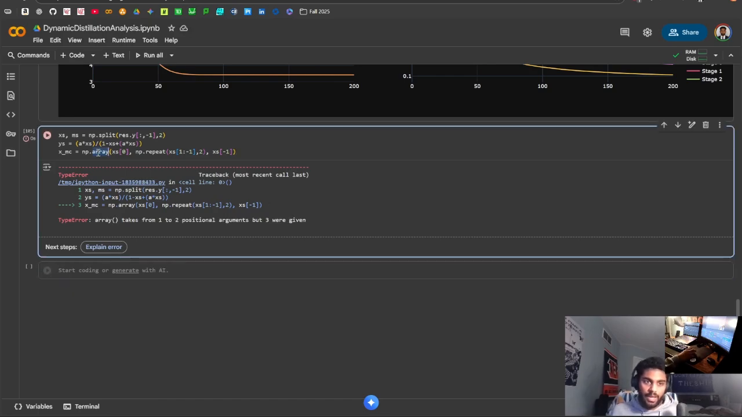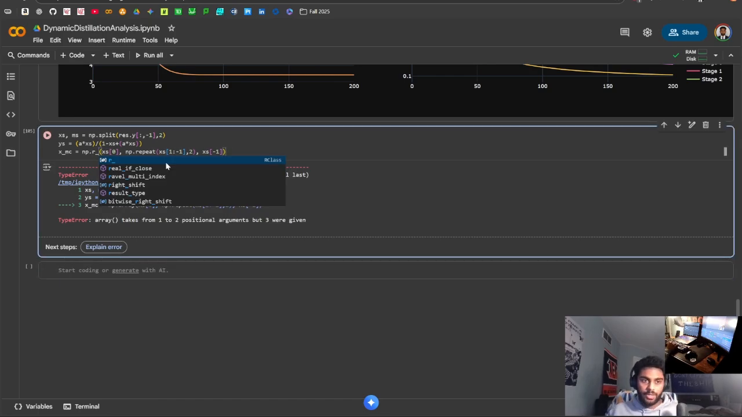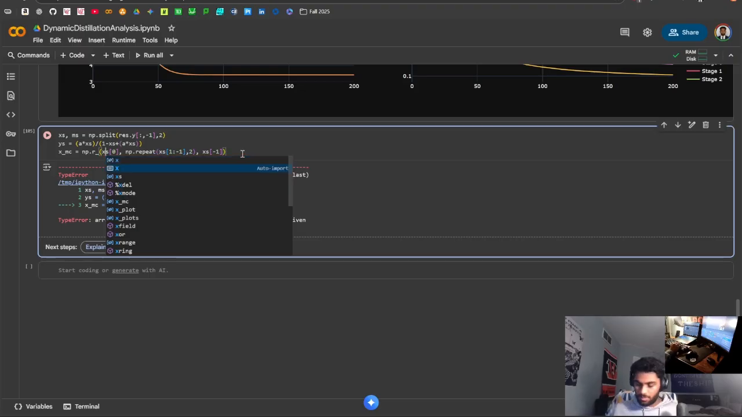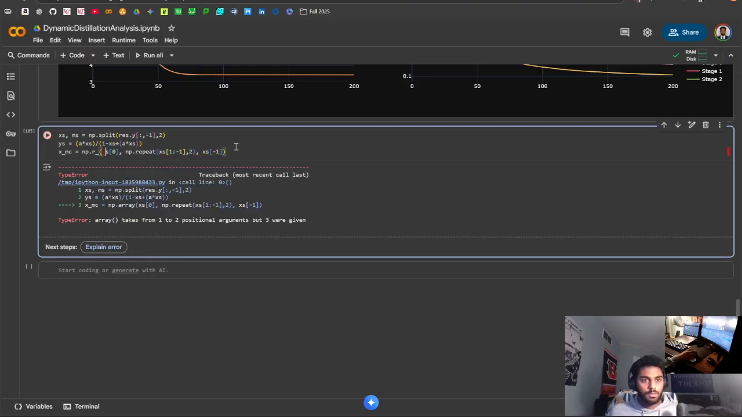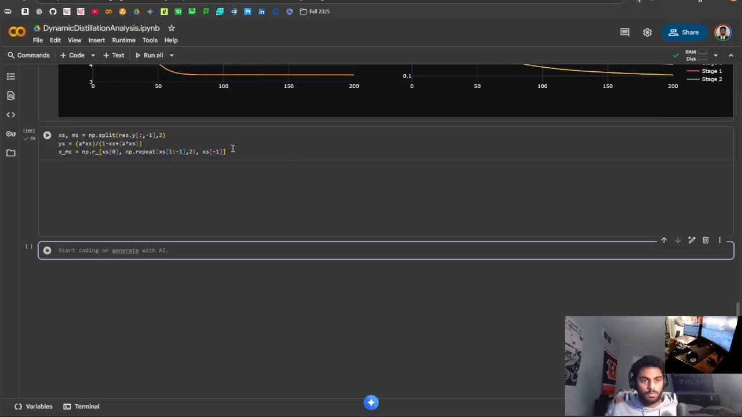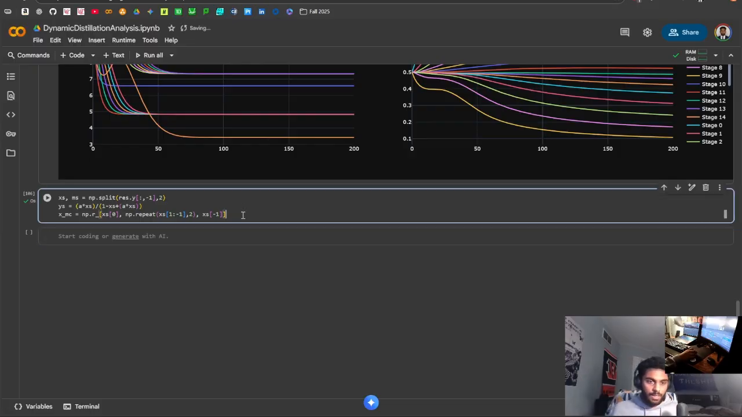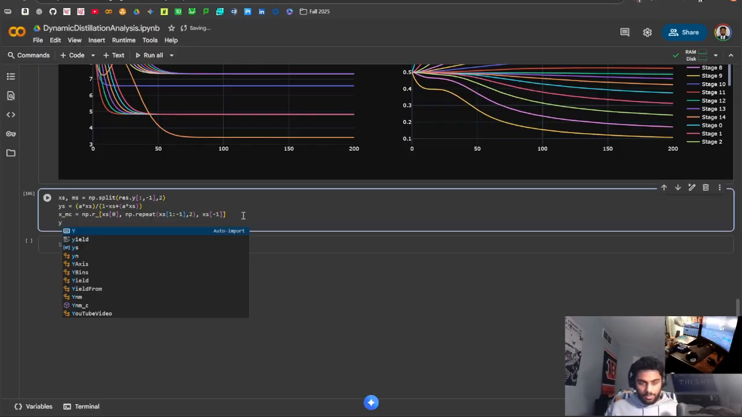I see my mistake. I shouldn't have done an array. This should just be a row concatenation. And then these can still be brackets. Perfect. And now our y for the McCabe-Thiele is a bit more straightforward.